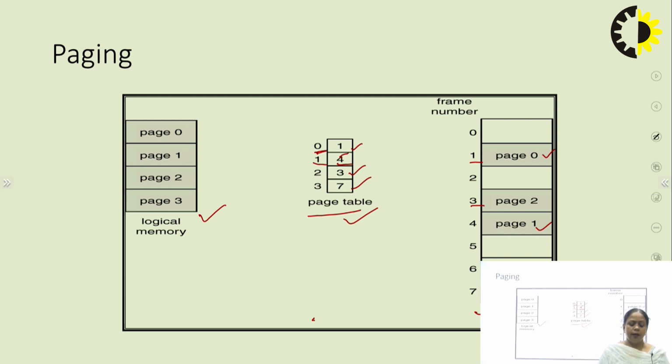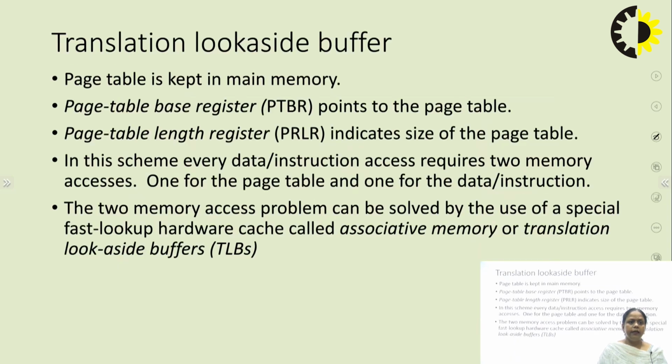To reduce this time, we have another technique which is known as the translation look aside buffer. The page table is kept in main memory, which I have already told you. The page table base register points to the page table. The page table length register indicates the size of the page table. In this scheme, every data instruction access requires 2 memory accesses, one for the page table and one for the data or information. The 2 memory access problem can be solved by the use of a special fast lookup hardware cache called associative memory or translation look aside buffers.